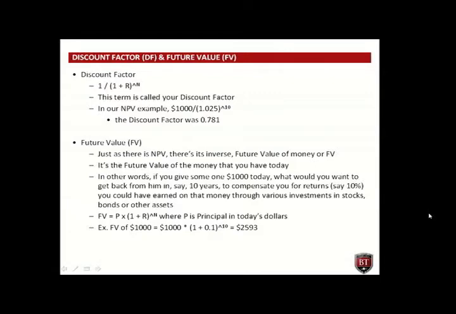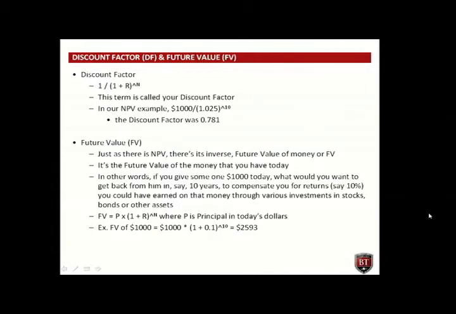Just as we spoke of net present value, there's another term which is called the future value of money. In other words, if you give someone $1,000 today, how much would you want from him, say 10 years from now, to compensate you for perhaps investments you could have made with that $1,000 somewhere else, such as stocks or bonds or businesses or whatever? So the future value formula essentially is the principal amount multiplied by 1 plus r to the power n.